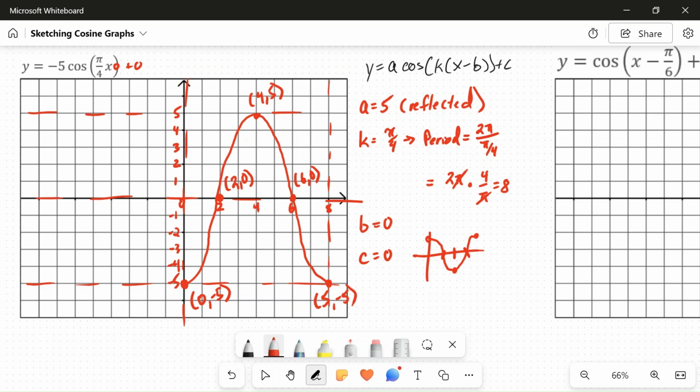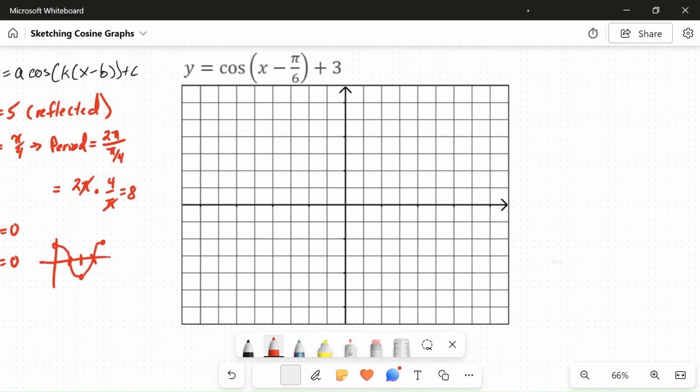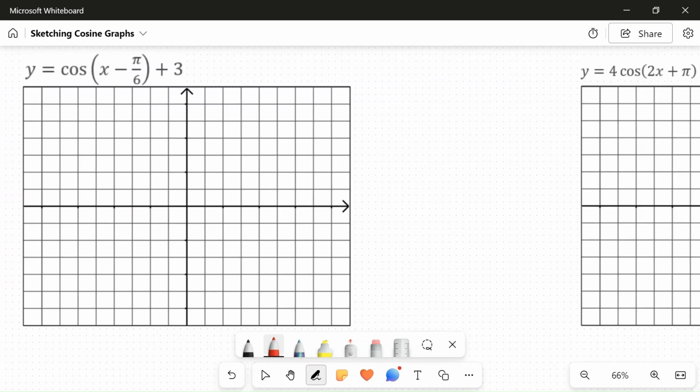It's just stretched. Horizontally, it's stretched. Vertically, it's stretched. There's no shifts, and it is reflected. Okay, let's try another one here. This time we have y equals the cosine of the quantity x minus pi over 6. And then after that, it's plus 3.